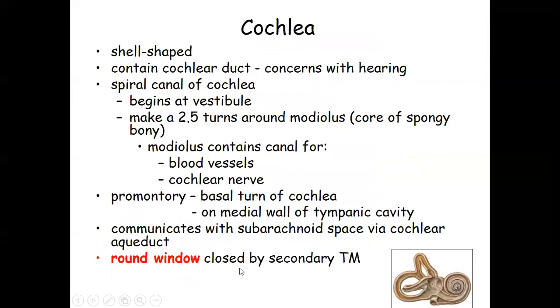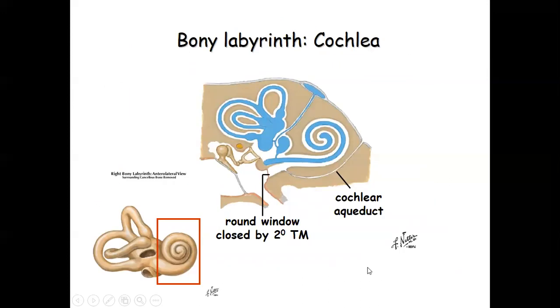We have the round window. The round window is closed by the secondary tympanic membrane. You can see here, this is the round window. So this is regarding the cochlea. You can see here the cochlea.